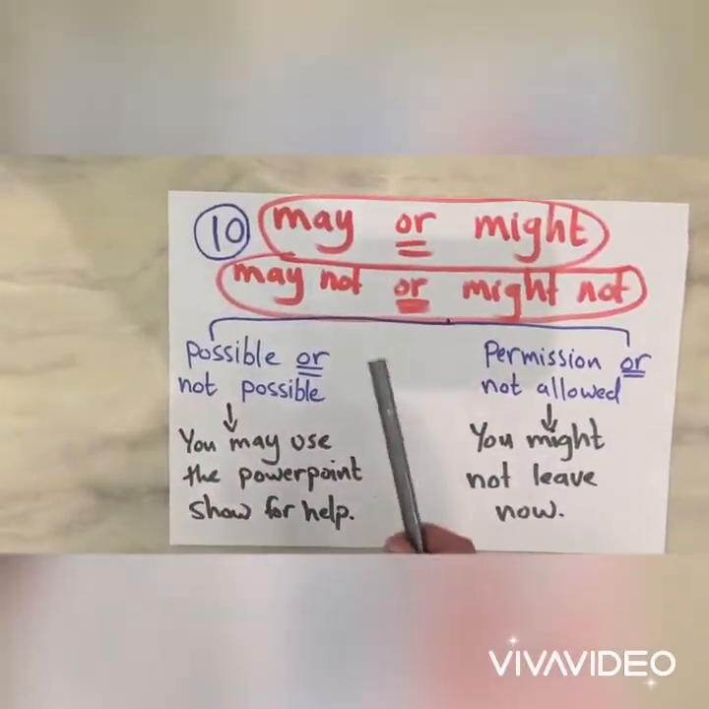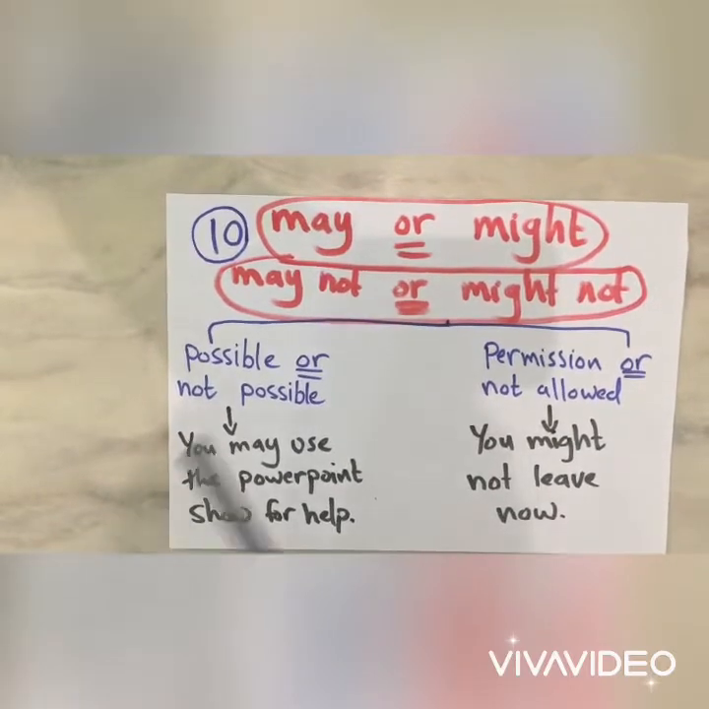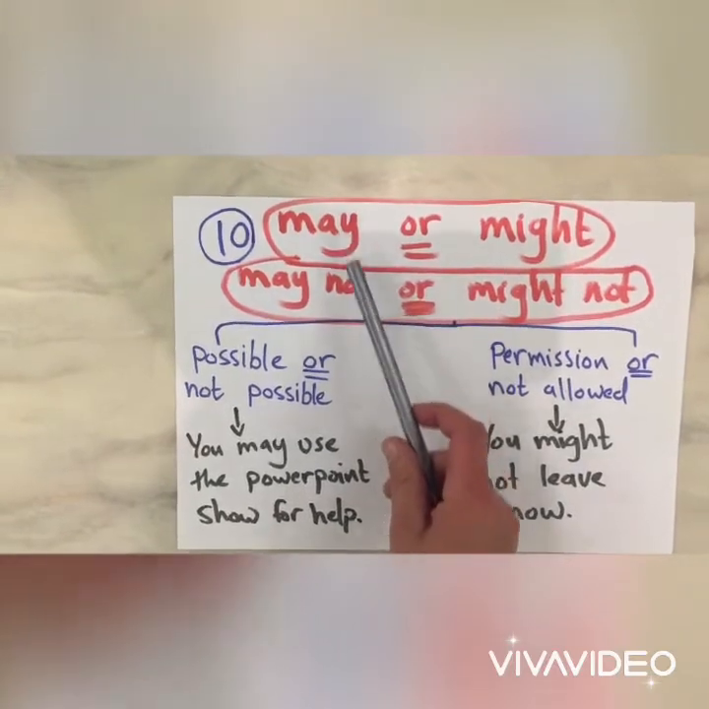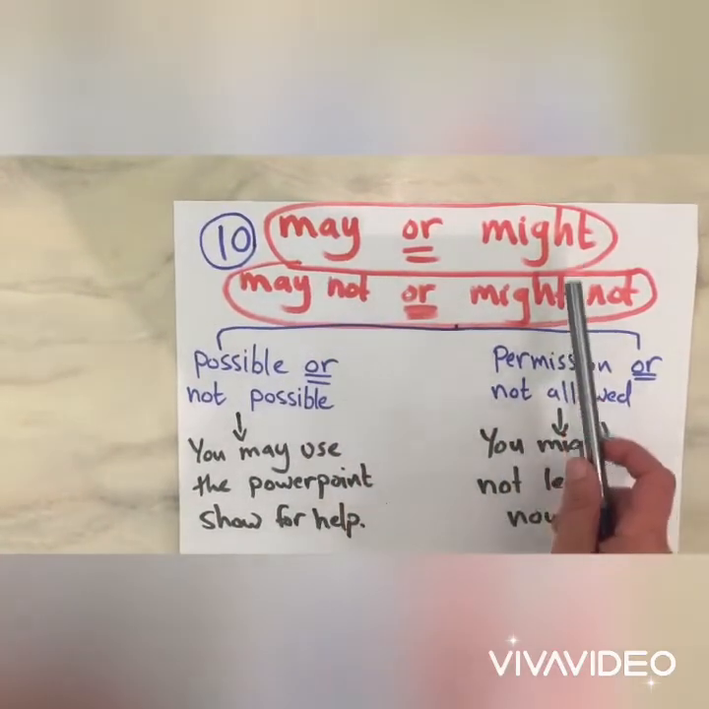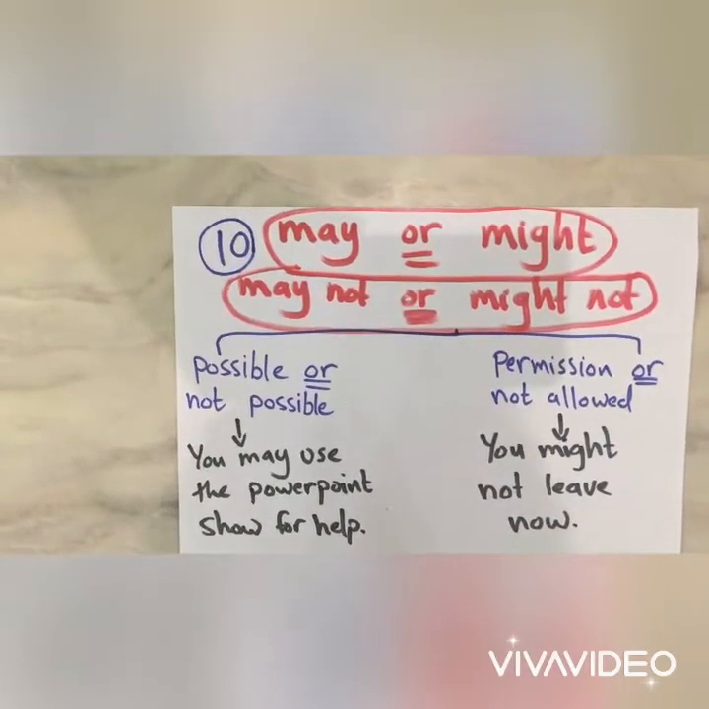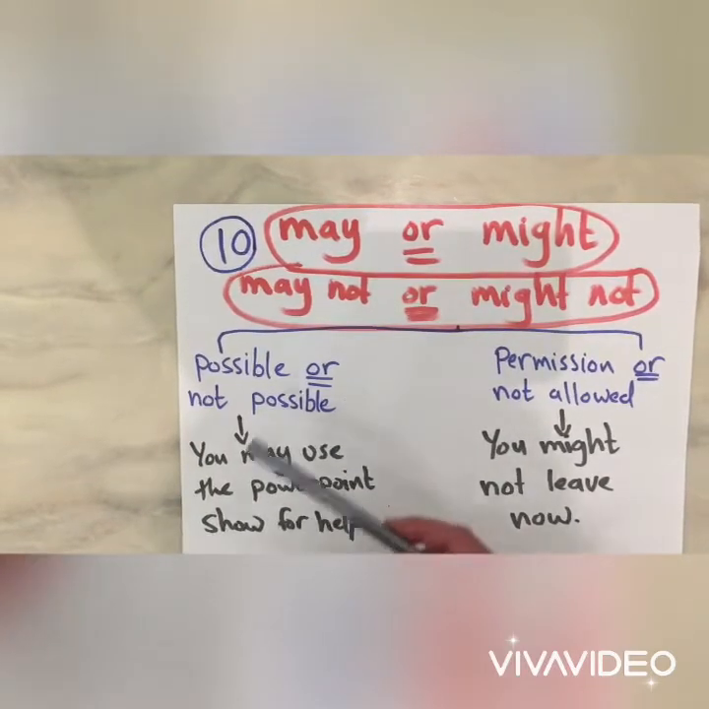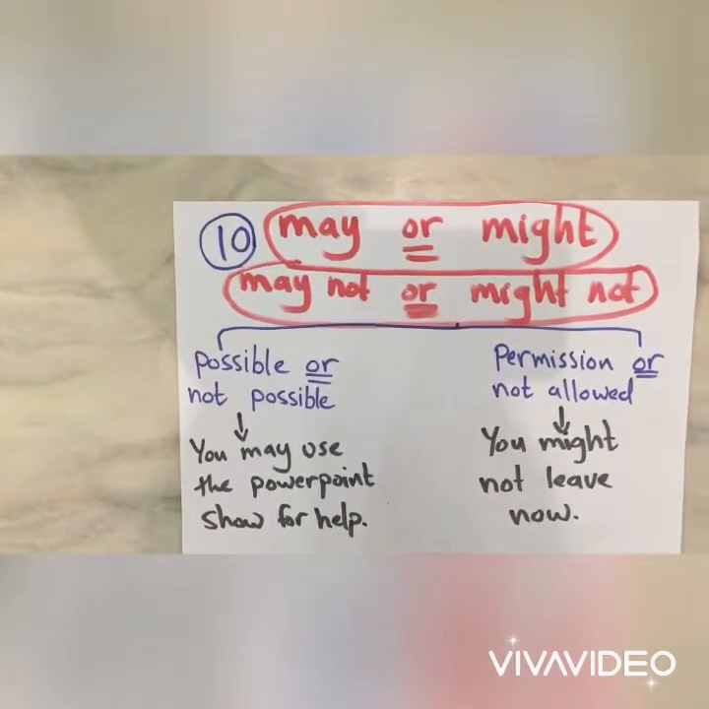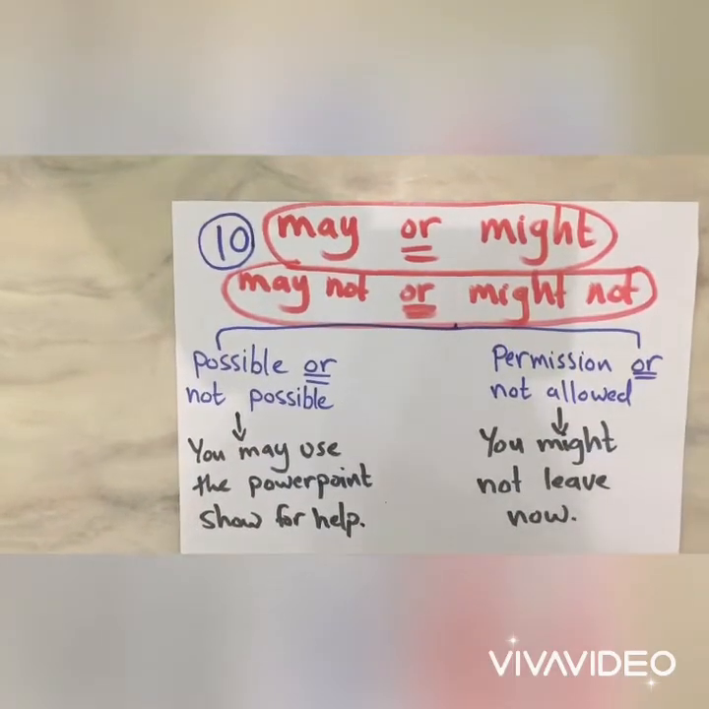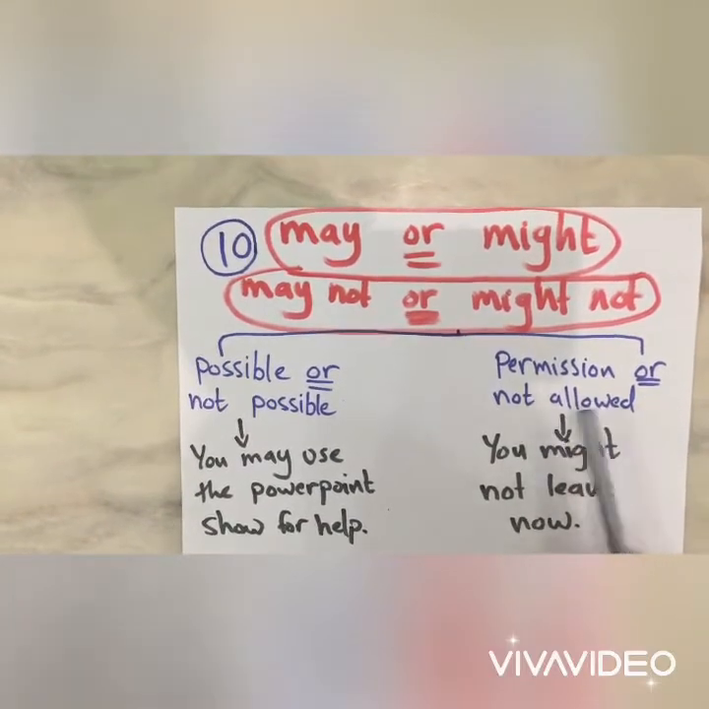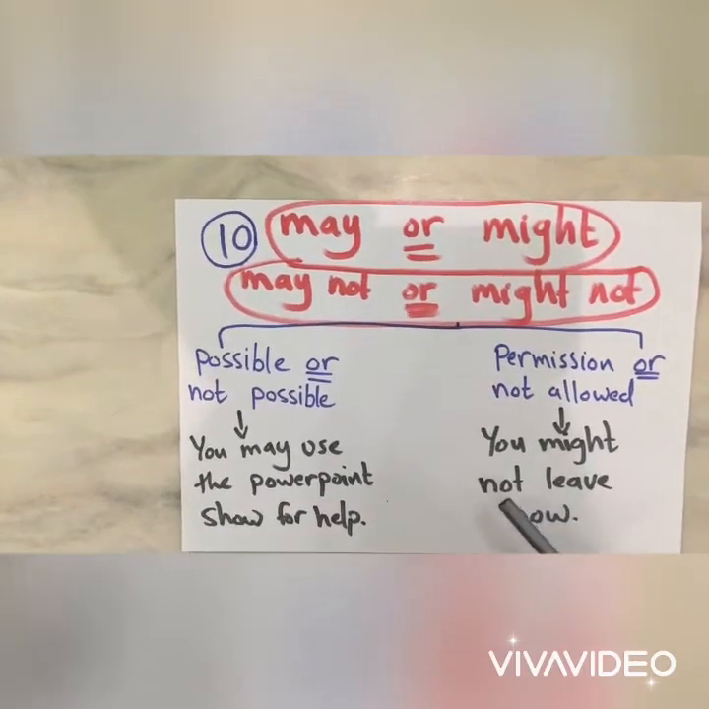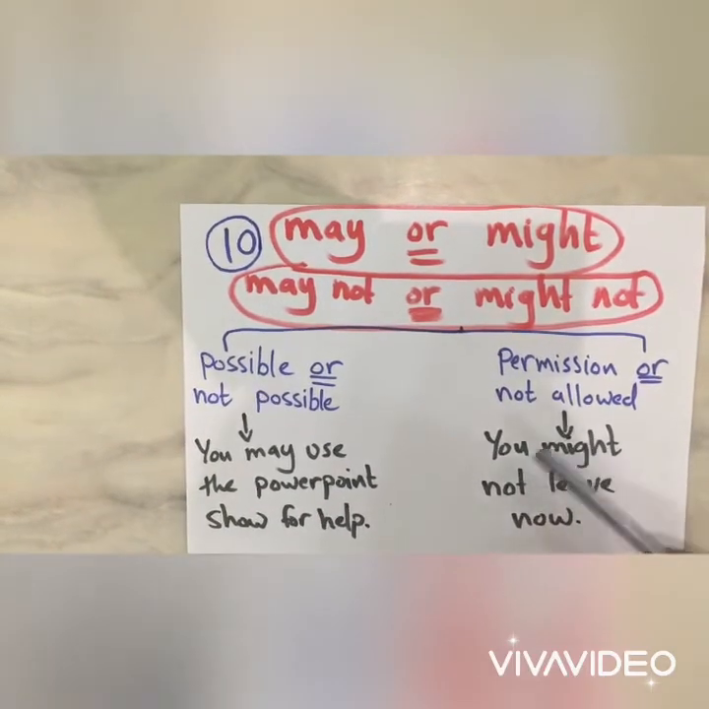Now, we have here four modals actually in this one. We have may or might, may not or might not. Of course, may not is the opposite of may, and might not is the opposite of might here. The two uses for these four modals are when something is possible or not possible to happen, saying you may use a PowerPoint show for help, or when we use them for permission or when something is not allowed to be done, saying you might not leave now. Means you're not allowed to leave now.